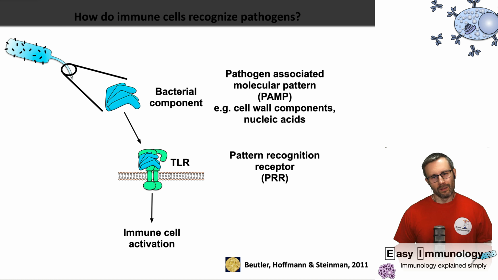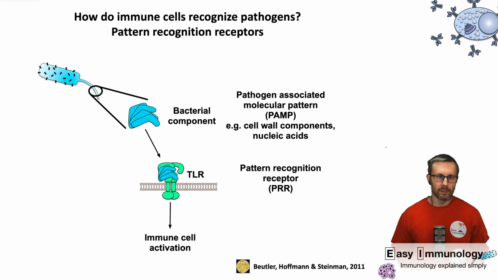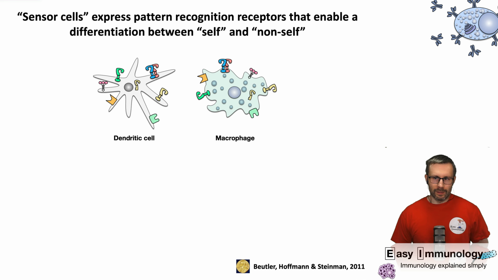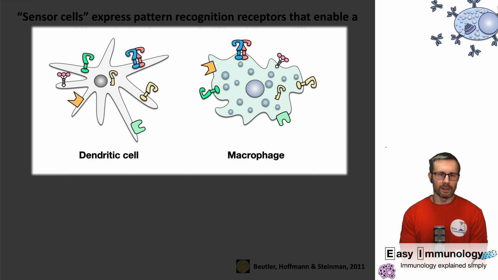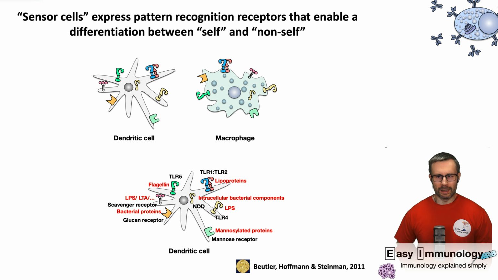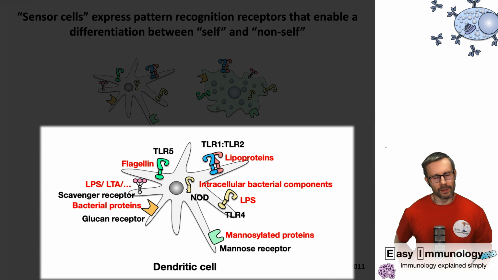This is a very important concept in immunology that was also rewarded with the Nobel Prize in 2011 to Beutler, Hoffman, and Steinman. The cells of the innate immune system have many different of these pattern recognition receptors. Here you see a dendritic cell and a macrophage. These are the two main types of antigen-presenting cells. And you see there are quite many different types. They also look very different. Pattern recognition receptors, both on the surface and on the inside of the cell. And I put you some examples here.